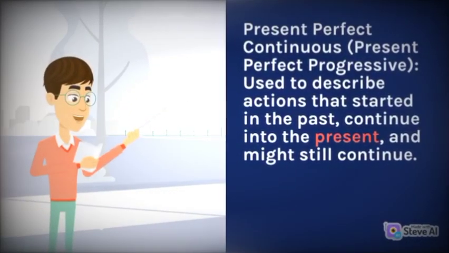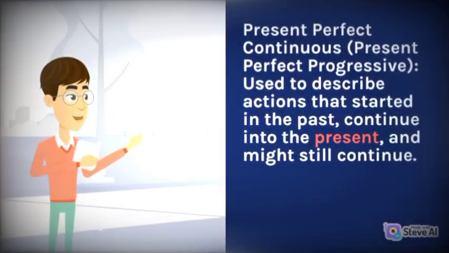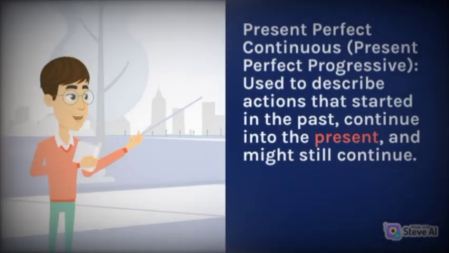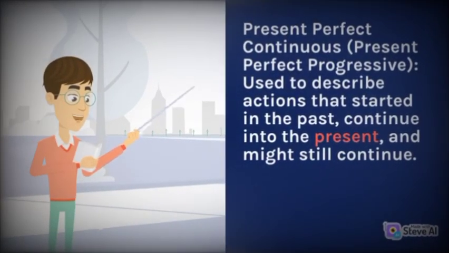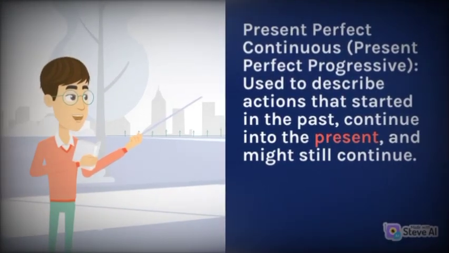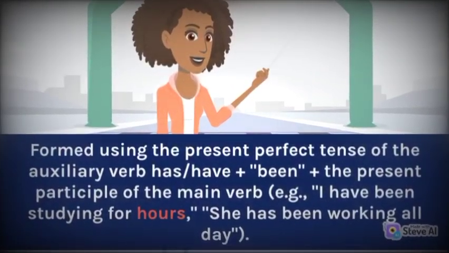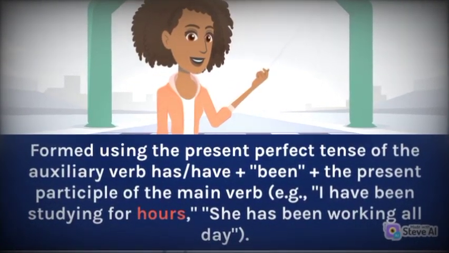Present perfect continuous, present perfect progressive. Used to describe actions that started in the past, continue into the present, and might still continue. Formed using the present perfect tense of the auxiliary verb has/have plus been plus the present participle of the main verb. For example, I have been studying for hours. She has been working all day.